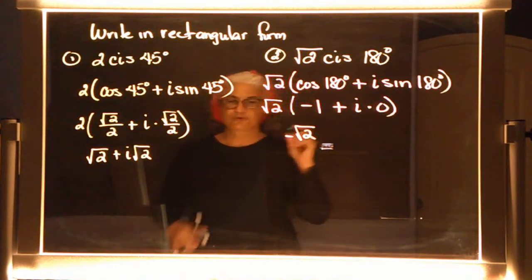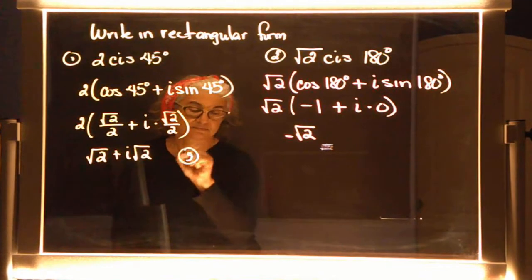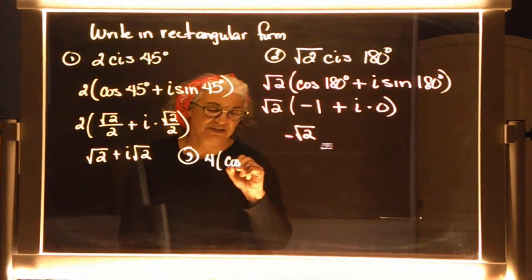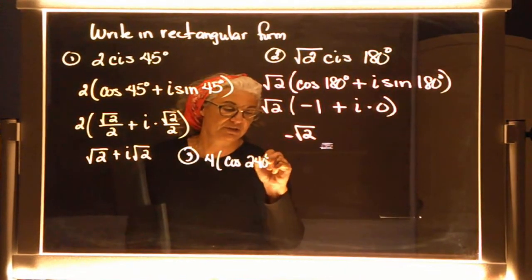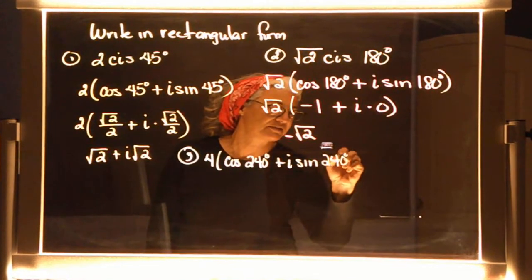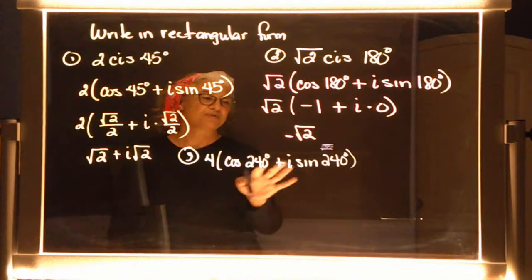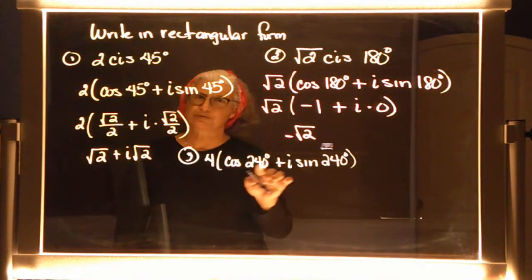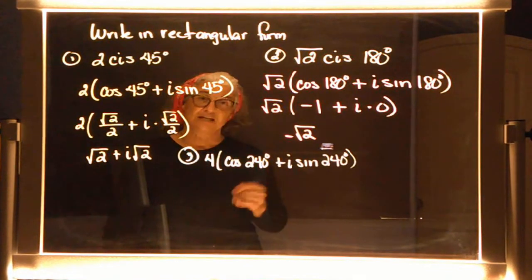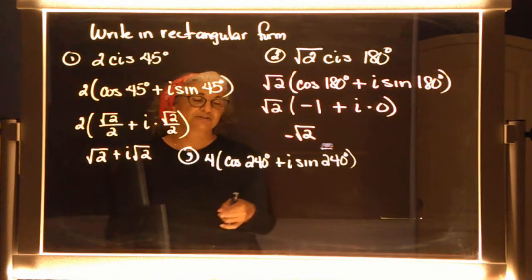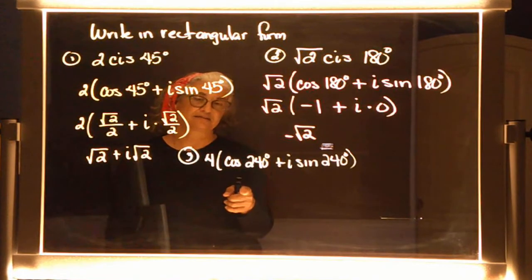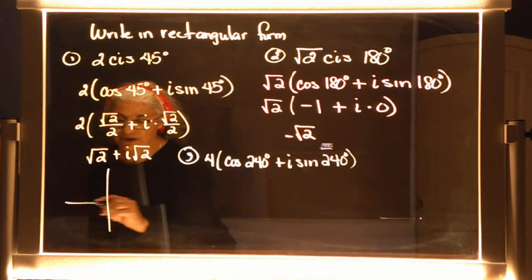Good. I've got one more example. 4 times the cosine of 240 degrees plus i sine of 240 degrees. Remember, these always match up. And if for some reason these don't match up, then something is terribly wrong. So, know what you got to do? Good. Now, 240 degrees. Which quadrant is that in? Good. That's a third quadrant angle, isn't it?